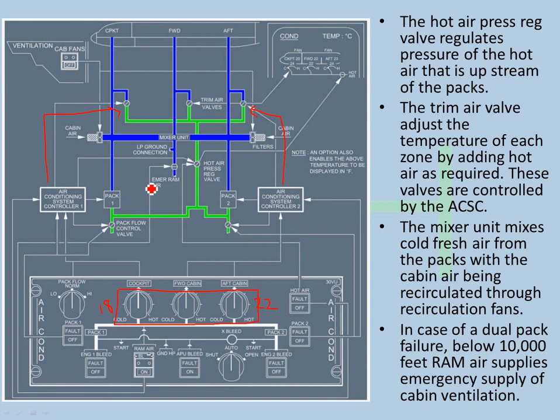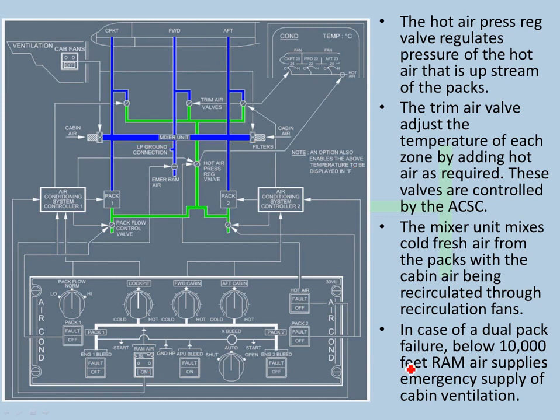Now there is this mixer unit in between here, as you can see, and they are working with the help of cabin air fans, that is, recirculating fans. Basically that is to mix cold fresh air from the packs and also air from the cabin, to recirculate that air so that you don't have stale air inside the cockpit or cabin, forward or aft, whichever. So that's the job of the mixer unit, and then it continues to supply.